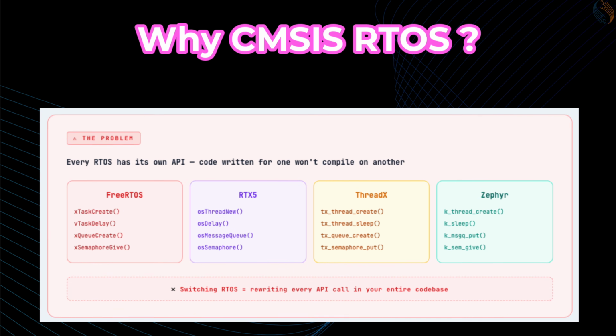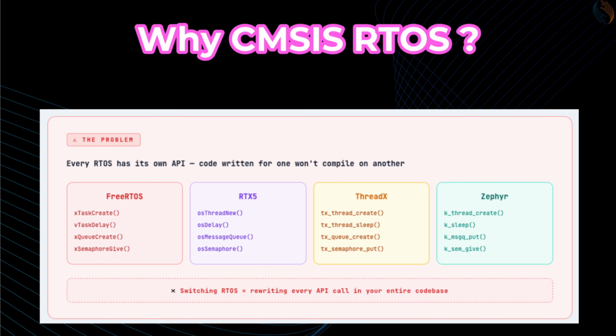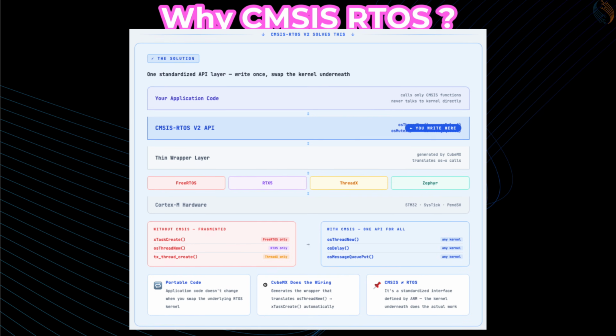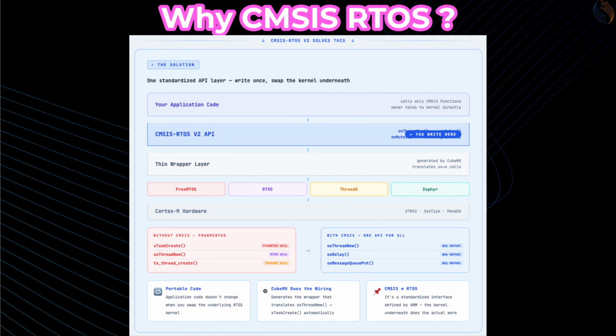There are many RTOS in the embedded world: FreeRTOS, RTX5, ThreadX, Zephyr, and others. Each has its own API. Code written for FreeRTOS doesn't compile against RTX5 without rewriting everything. CMSIS-RTOS is an abstraction layer, a standardized API defined by ARM that sits on top of any compatible RTOS kernel. It does not schedule anything. It simply provides a consistent set of function names.